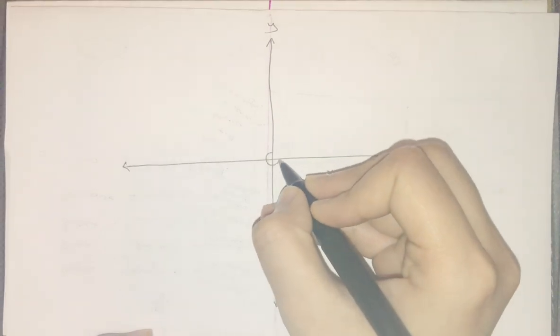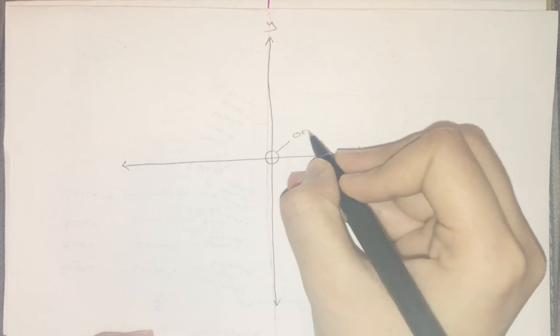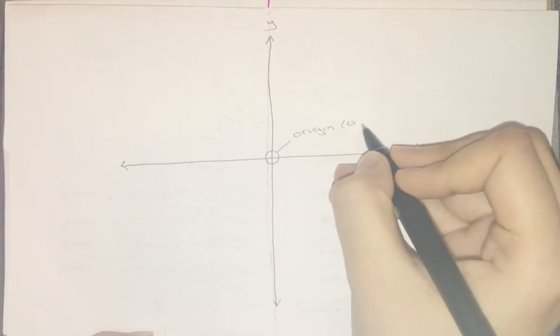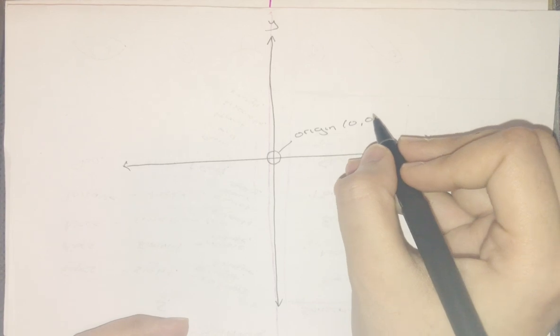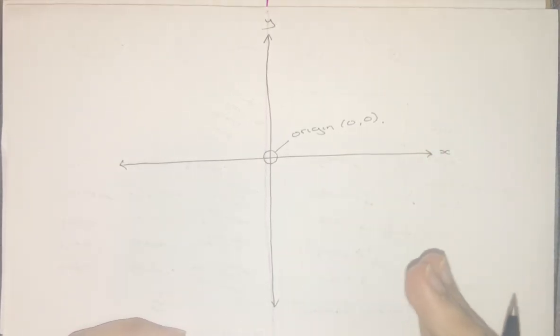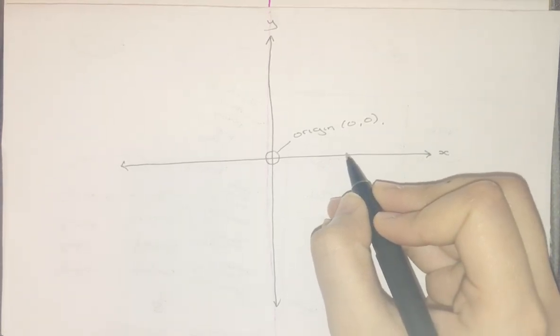And this is the origin, whose coordinate is always 0, 0, not just usually. So the origin is the (0, 0) coordinate. So what are coordinates? Coordinates are actually the numbers that are read.